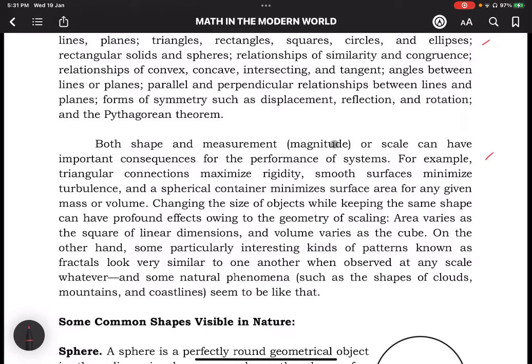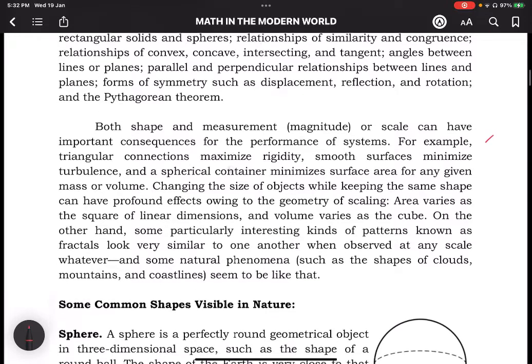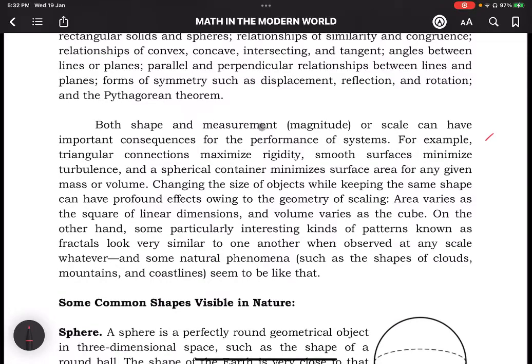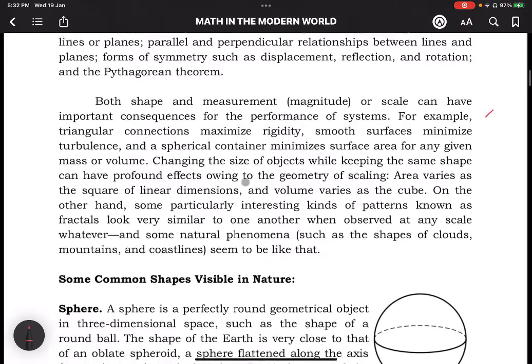Na pag sinabing magnitude, yung kanyang lawak. Yung scale niya is yung kanyang lalim. No? For example, triangular connections maximize rigidity, smooth surfaces minimize turbulence, and a spherical container minimizes surface area for any given mass or volume. So lahat naman ng shape ay merong attributes, merong properties, may kanya-kanya silang measurements, no? Ito yon, magnitude and scale.